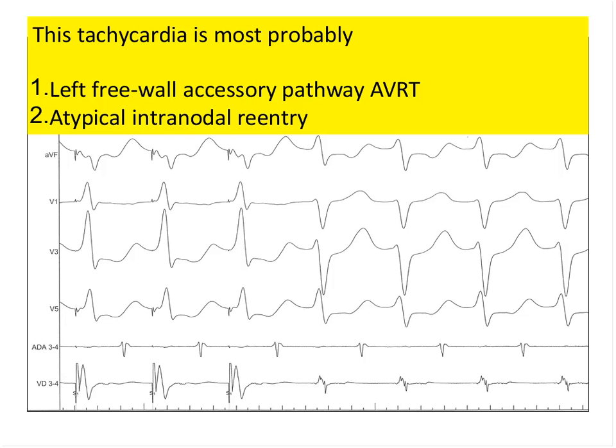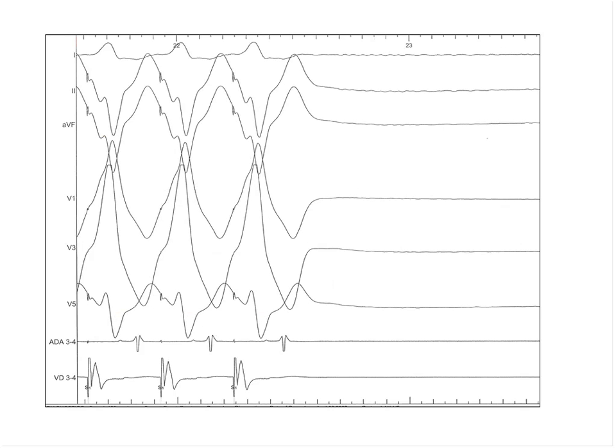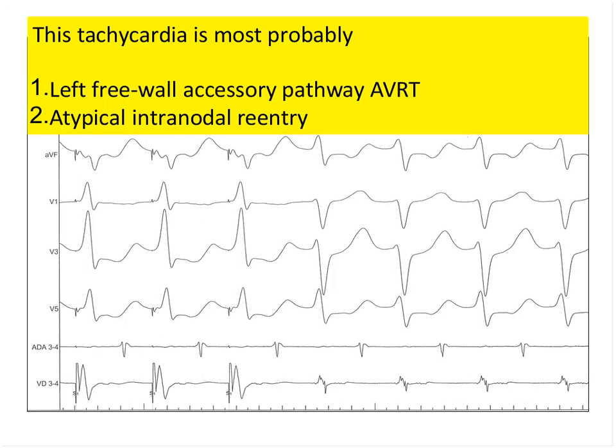And I look at the morphology in V1. If you see this one, morphology in V1 represents obviously left ventricular stimulation, and that is why with left ventricular stimulation we can see fusion. The morphology of the QRS is different here during tachycardia as compared to stimulation without the tachycardia, which is the other tracing.